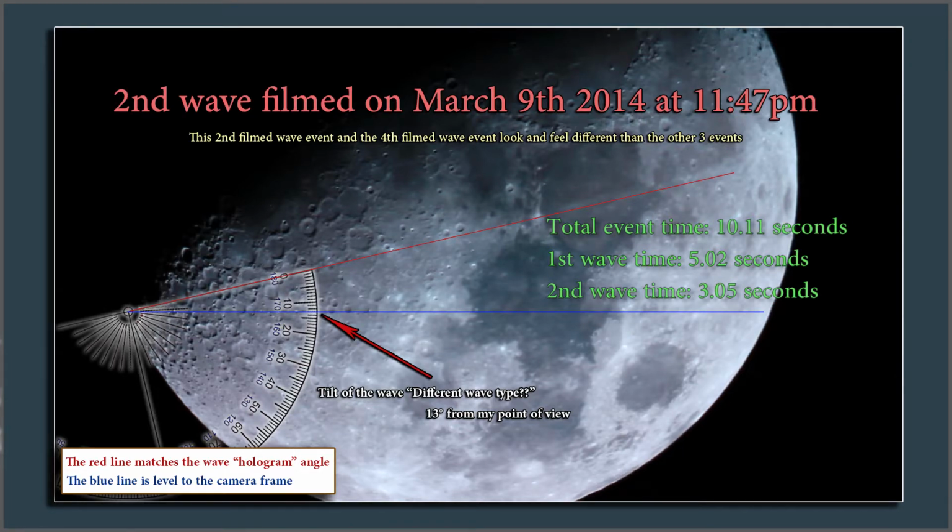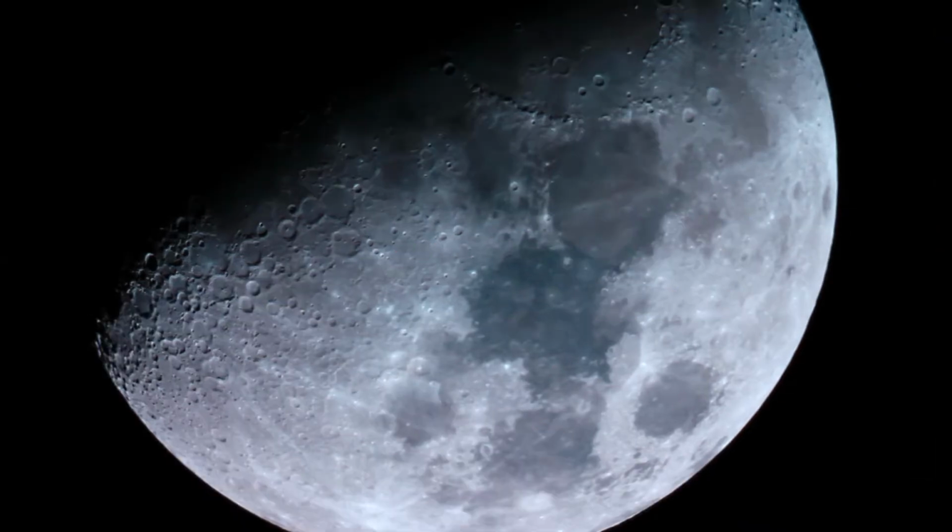Here's the second wave, filmed March 9th, 2014. On all my footage, I've been able to measure the angle of the wave, which I present to you here. I don't know whether the other scopes were polar aligned or equatorially aligned, so I don't really have the ability to do that. And truthfully, they're also zoomed in, so it would be a bit difficult to understand the orientation of the moon, although I suppose we could look at a model for that night.